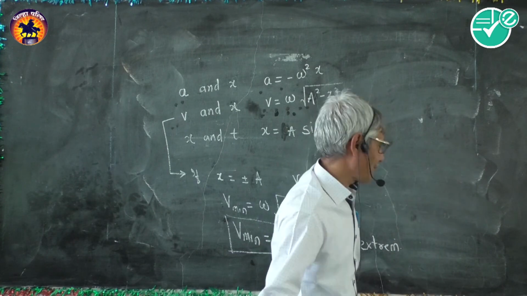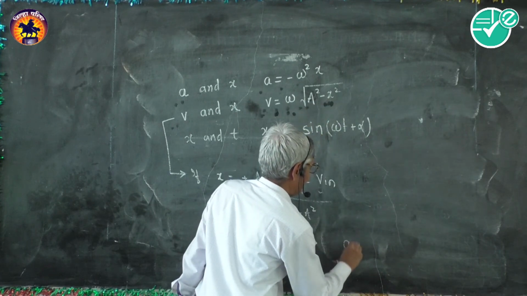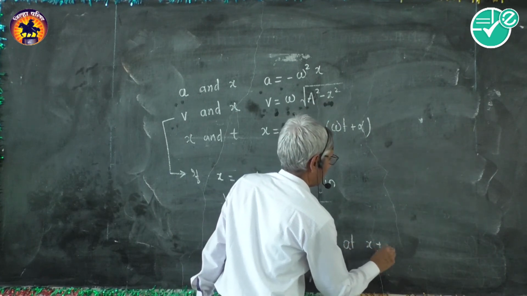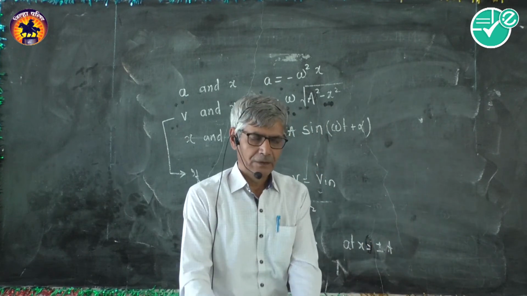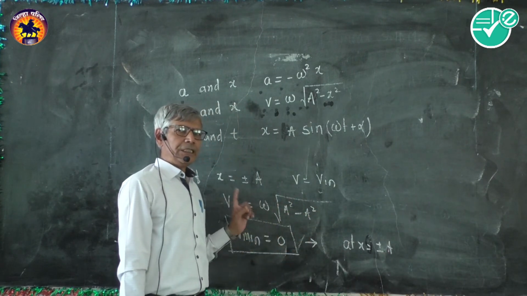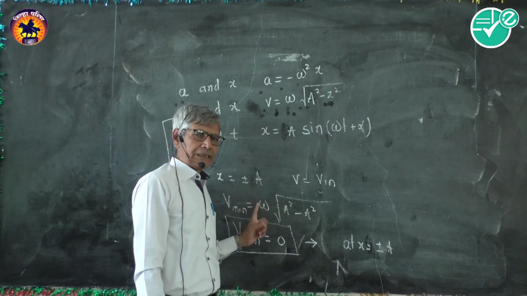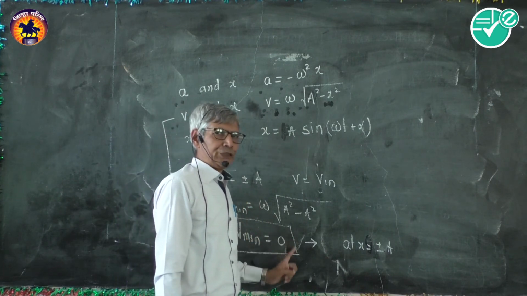Extreme position, or positive extreme or negative extreme. So, whenever the particle in linear S.H.M is situated at either extreme position, the velocity will be 0.